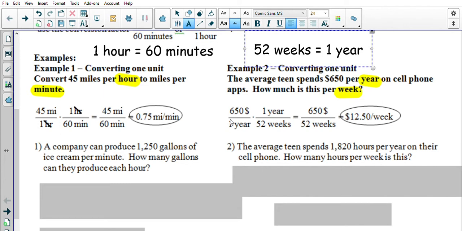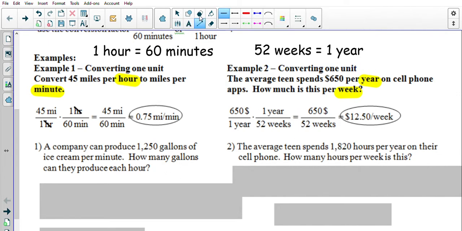So years was on the bottom, so we want years to be on the top. So 1 year goes on the top, 52 weeks on the bottom. Notice how the second fraction is just a conversion factor for us. We can cross off our years, the label, not the numbers, although these are just ones anyway. Multiply straight across, we get $650 on the top, 52 weeks on the bottom. That's going to get us the amount of dollars per week when we divide. That's going to get us $12.50 per week.